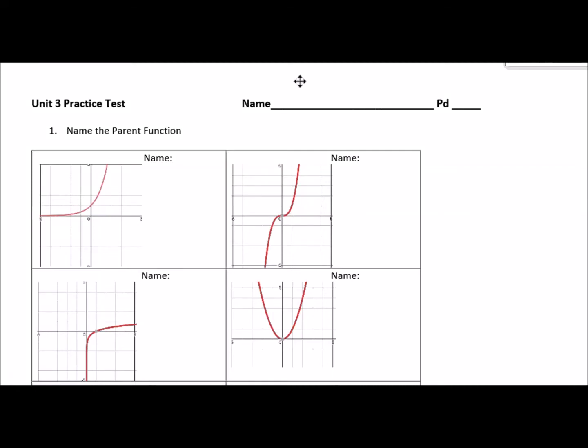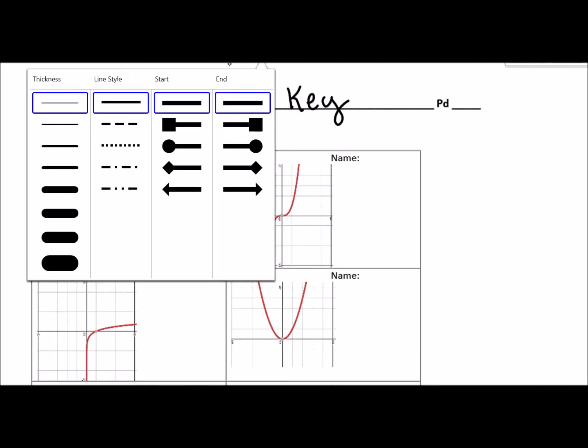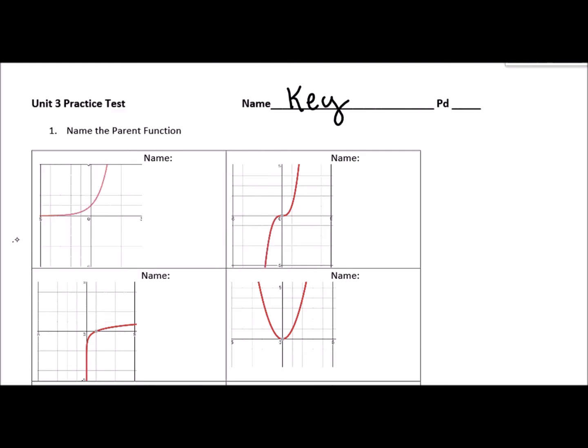All right, here is the Unit 3 practice test key. Let's fix our pen. Okay, this first question just asks you to name them. I'm going to go through the easy ones. This is cubic. That is f of x equals x cubed.